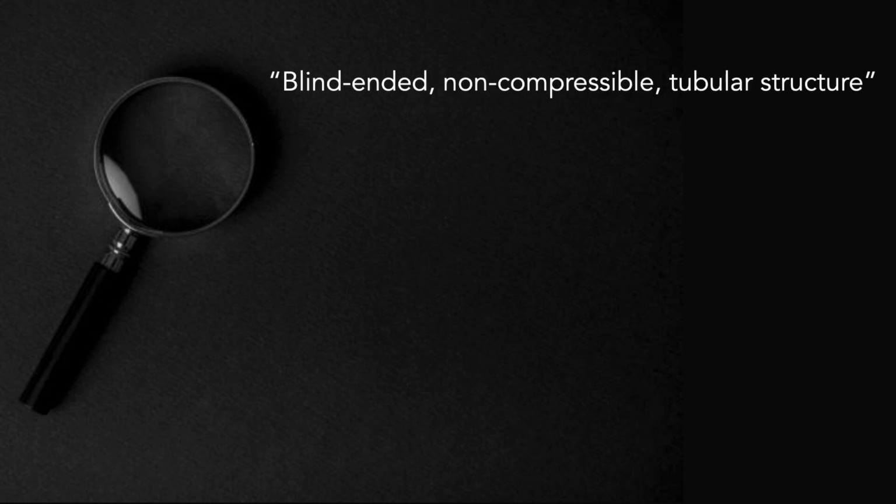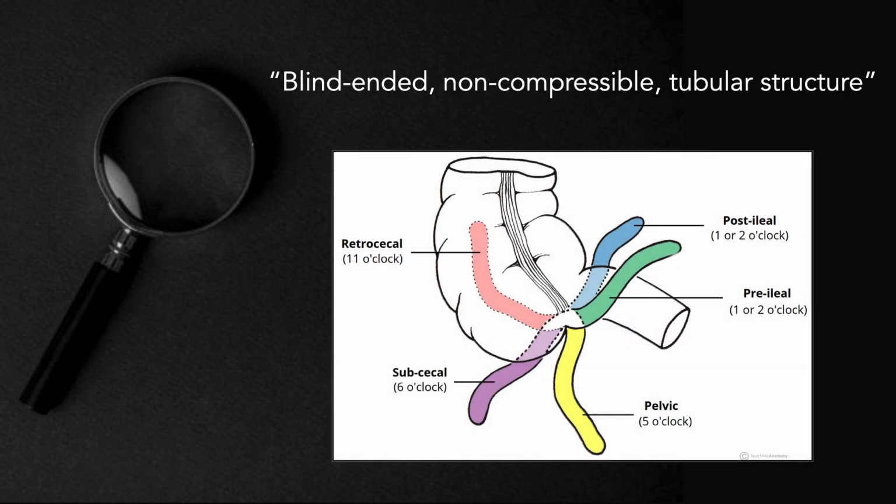So what are we going to look for when performing POCUS to evaluate for appendicitis? The buzzwords you'll often hear are a blind-ended, non-compressible tubular structure. And the appendix is an appendage that can lie any way it wants. So finding it can be difficult, particularly if it is not inflamed or if it is in the retrocecal position.